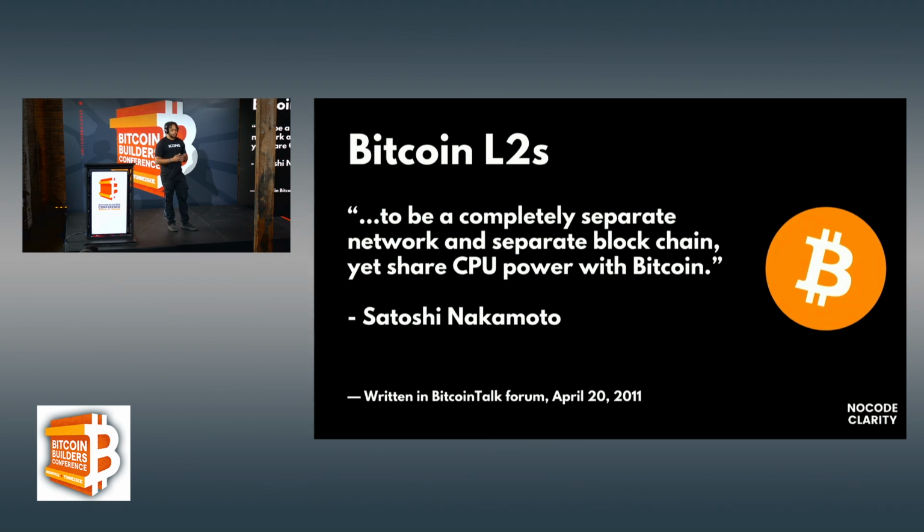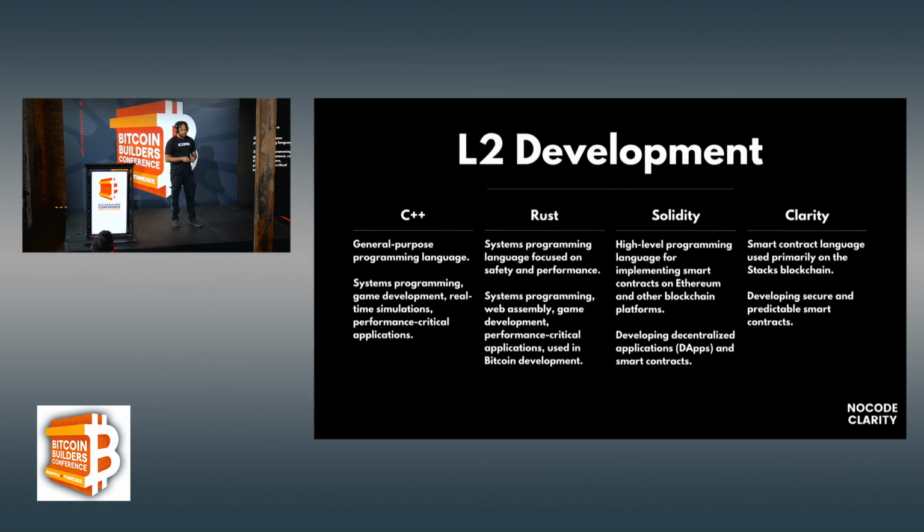Concerning L2s, looking at Satoshi Nakamoto, who stated this once in the Bitcoin Talk Forum, an L2 is something that is completely separate from the network, completely separate blockchain, it shares the same CPU power with Bitcoin. So there are a lot of definitions that are flying around, but let's look at what Satoshi said. So based off of this, we have varying languages within the Bitcoin L2 space.